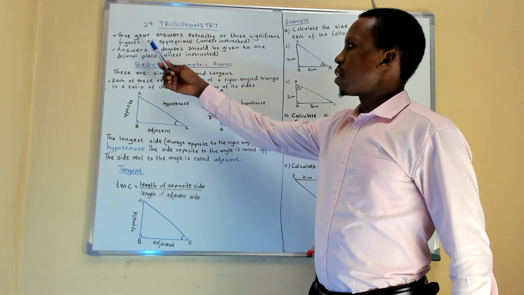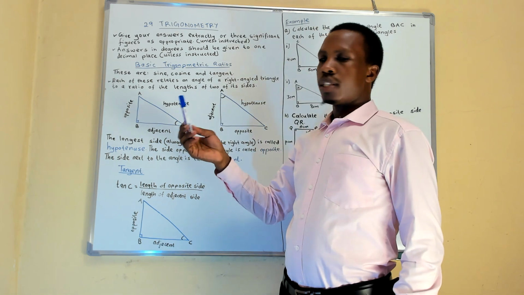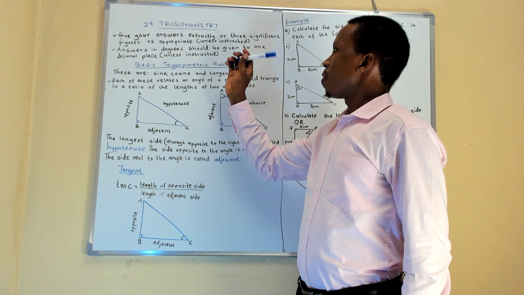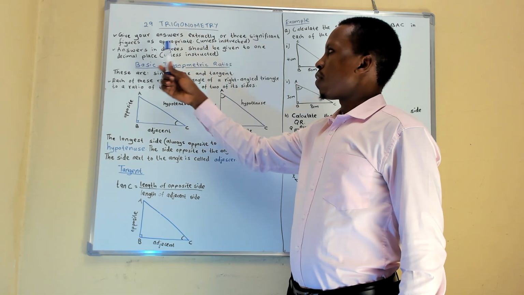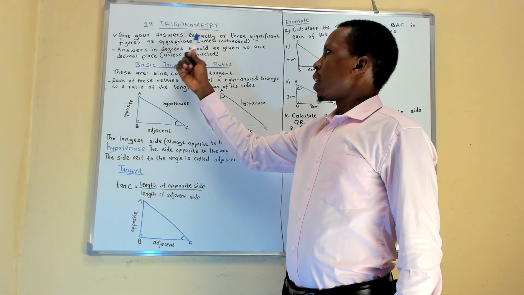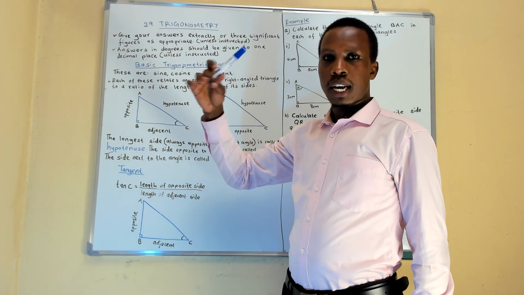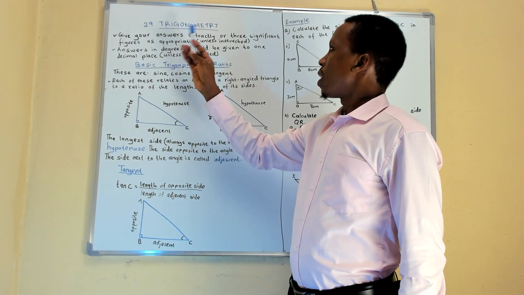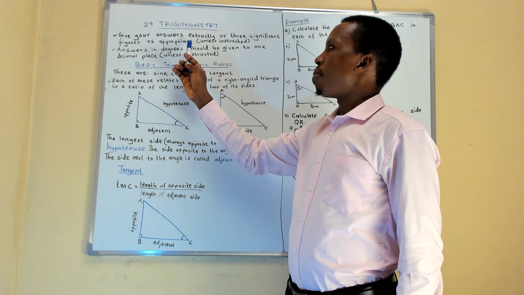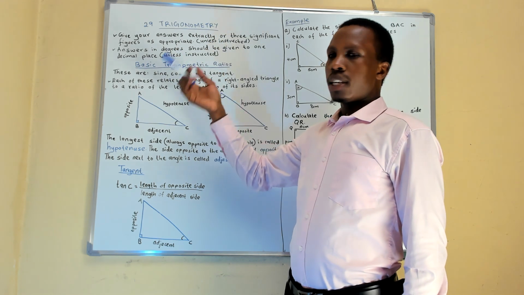We are saying that in trigonometry, it is recommended to give your answer exactly or to three significant figures. You can give it as the exact value, which is how you got it while calculating. However, you can as well give it to three significant figures as appropriate, unless instructed otherwise.